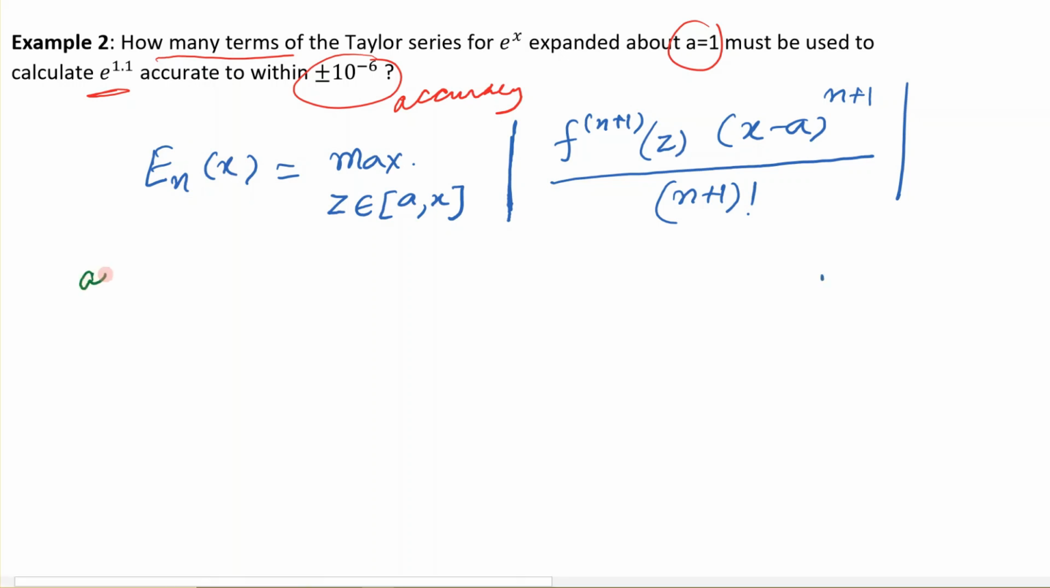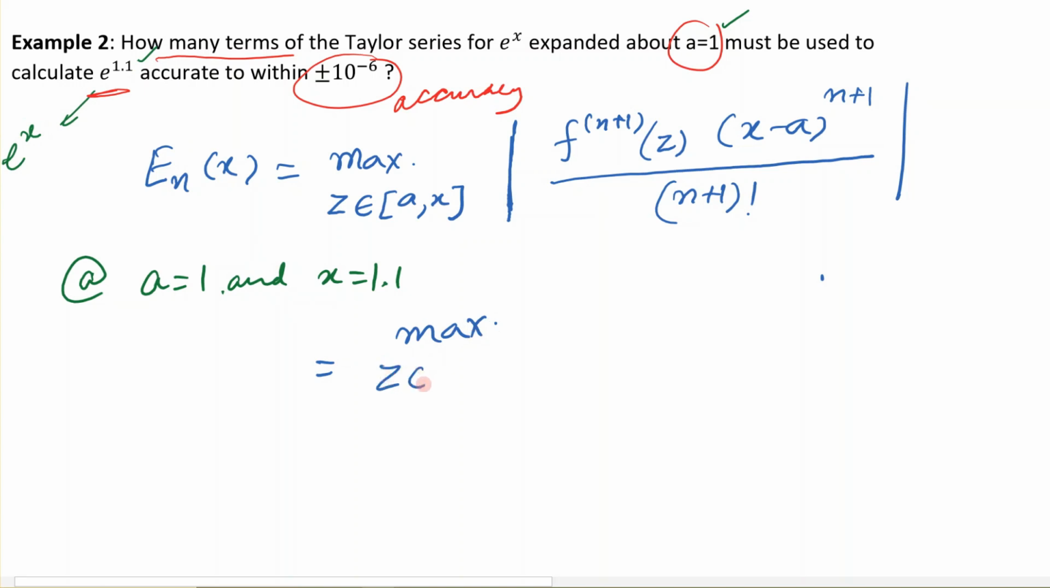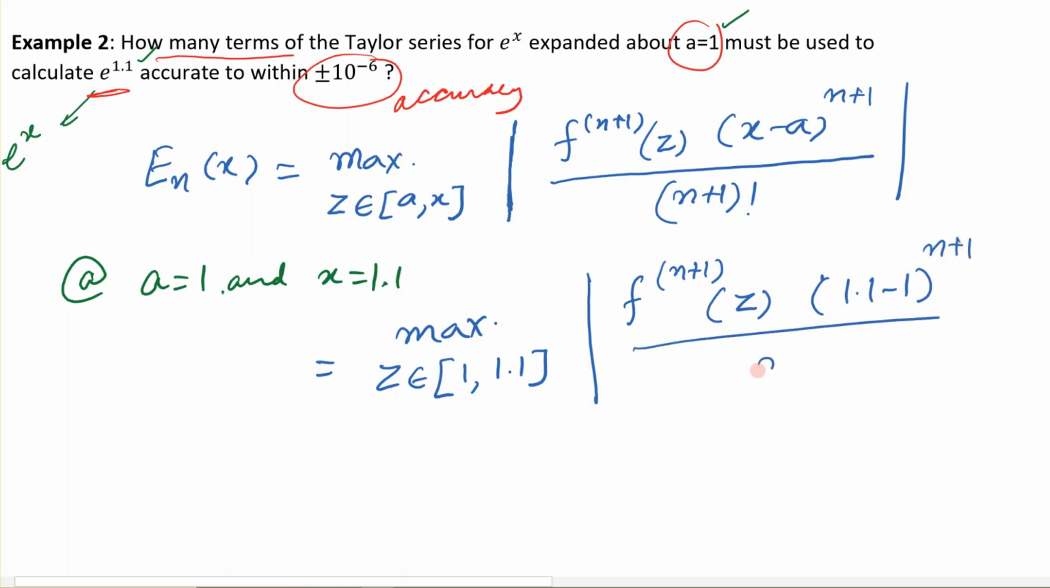Now a equals 1 and x equals 1.1, which is given in our problem. This is our e raised to power x, right? So for this problem we need to find the maximum value over the interval 1 to 1.1 of the nth derivative at z, times 1.1 minus 1 raised to power n plus 1, over n plus 1 factorial.